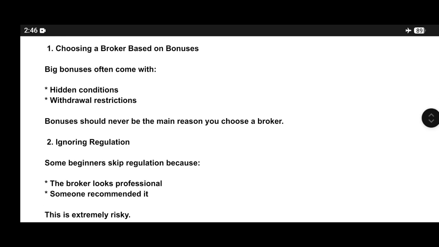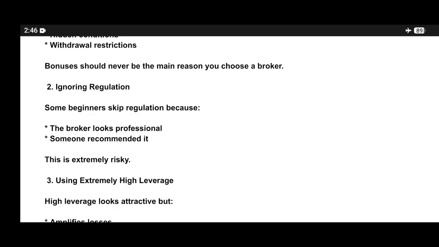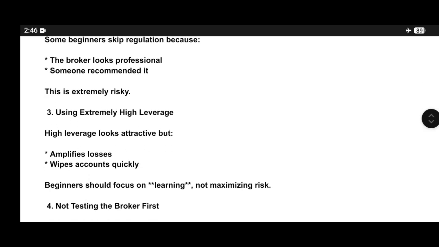Number two, ignoring regulation. Some beginners skip regulation because the broker looks professional or someone recommended it. This is extremely risky. Number three is using extremely high leverage. High leverage looks attractive but amplifies losses and can wipe out your account quickly if you're not careful. Beginners should focus on learning and minimizing risk.